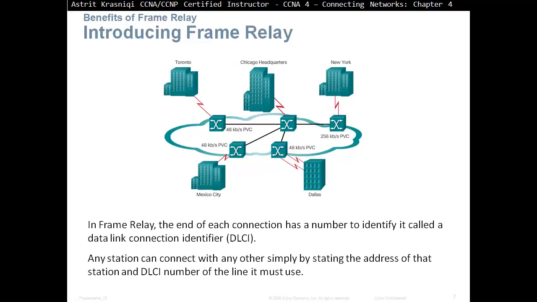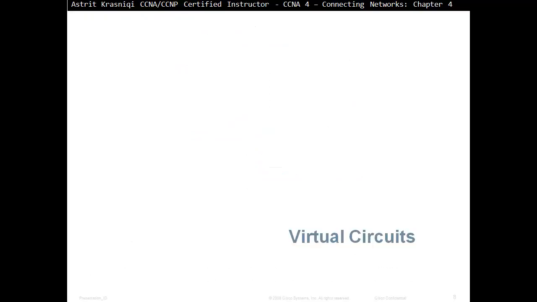In frame relay, the end of each connection has a number to identify it, and this number is called a data link connection identifier, or DLCI for short. Any station can connect with any other simply by stating the address of the station and the DLCI number of the line it must use. So, virtual circuits.